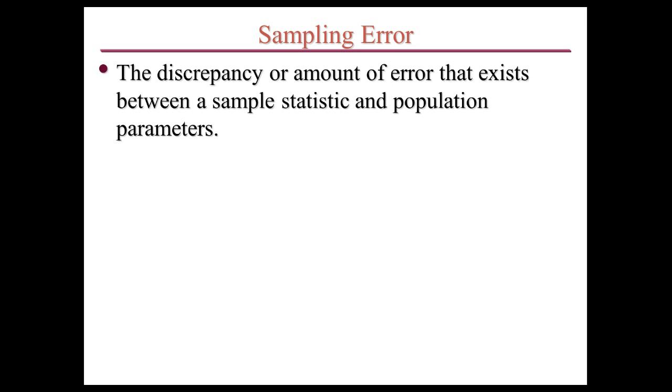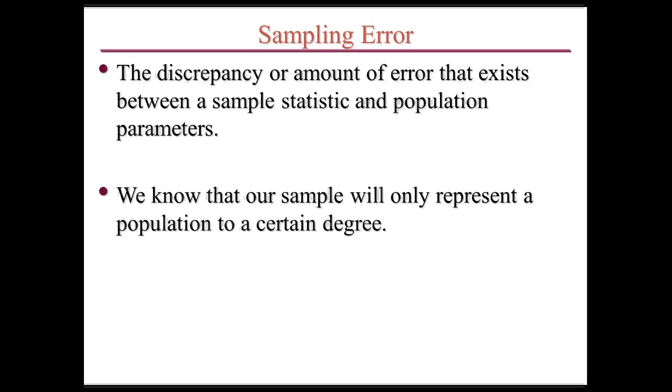Okay, sampling error. Sampling error is something that we deal with because there's always some amount of discrepancy or error that exists between the sample statistic and population parameters. You can't have your sample fully represent the population. It always falls a little bit short. We know that our sample will only represent a population to a certain degree. Now we want to make that degree as high as possible, but we always know that there'll be some amount of sampling error.